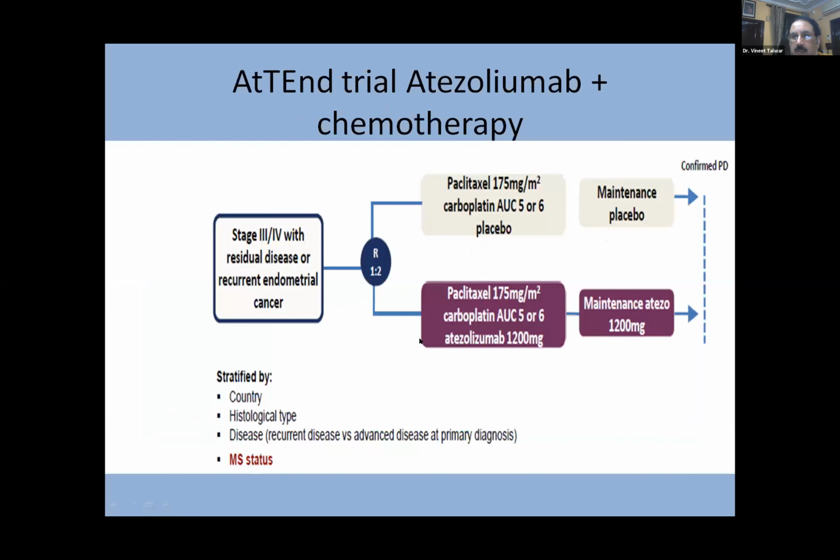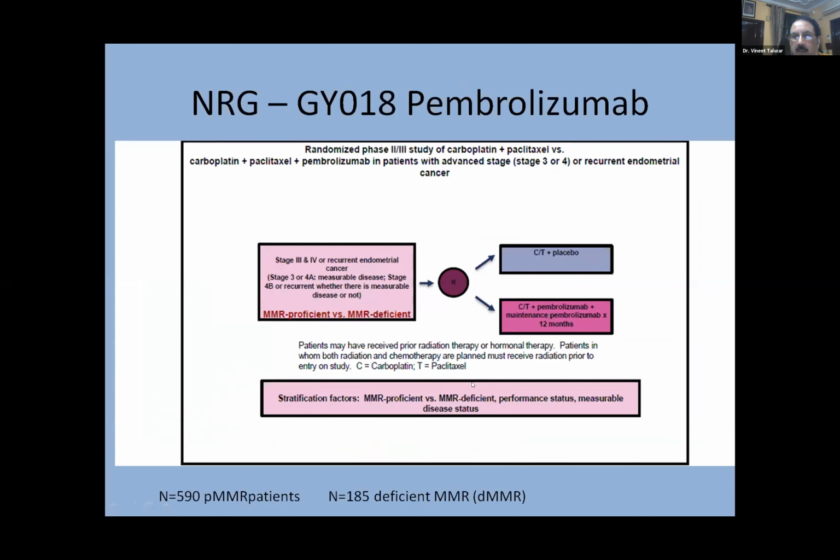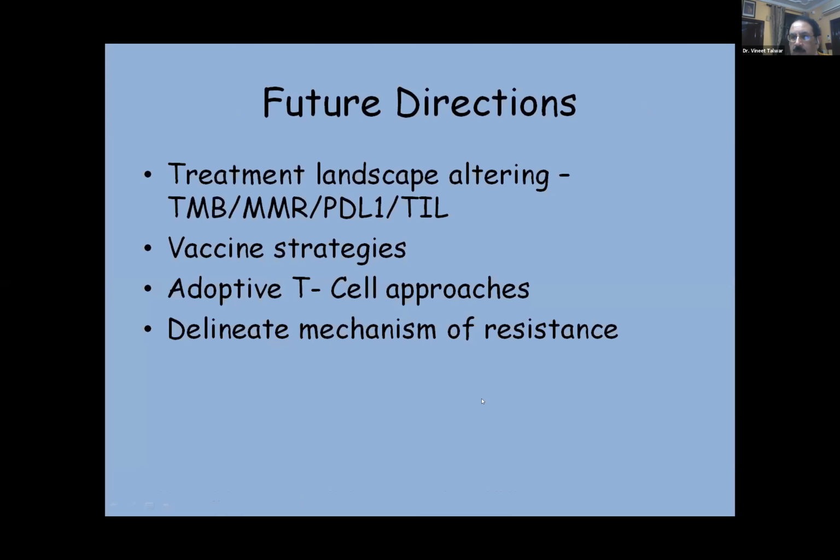Another study involves another immuno-oncology drug, atezolizumab, which is combined with the standard paclitaxel and carboplatin. After the completion of 6 cycles of chemotherapy, atezo will be given as maintenance till progression or till confirmed responses. The third study is again pembrolizumab. This is now combined with paclitaxel and carboplatin, and was stratified according to MMR proficient versus MMR deficient status. So these three studies are the ones which are ongoing.